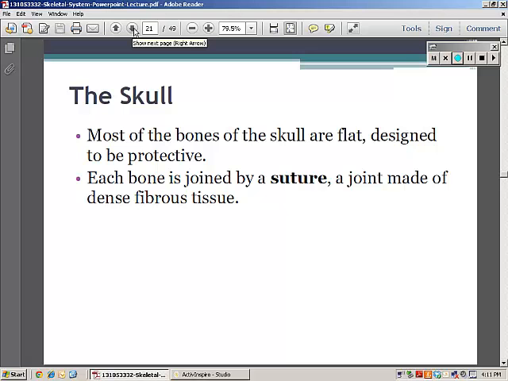For starts, let's talk about the skull. This is the first part of our axial skeleton I'm going to touch on. The bones of our skull, if you remember the types of categories of bones we have, the skull falls under flat bones. It is designed, of course, to protect the brain. That's the whole main reason why we have the skull, and it also is joined together by these things called sutures. Now, sutures are joints that are made out of dense fibrous tissue. And so these sutures, you can see all throughout the skull. I'm going to show you on the next page.